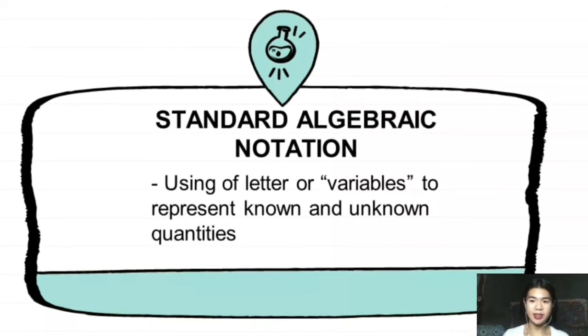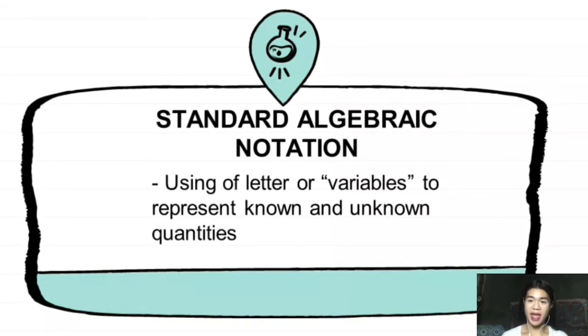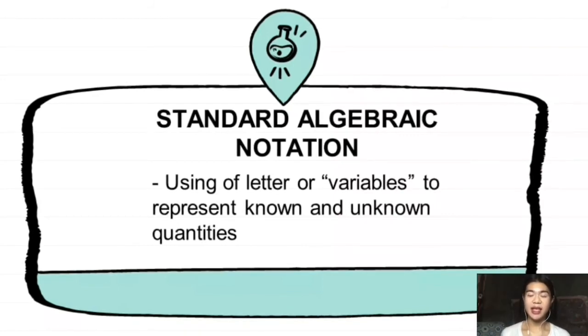Let's give examples. Instead of writing a multiplication sign, we can remove it and just write AB instead of A times B. Another example: instead of a division sign in algebra, we use a fraction to divide numbers or variables.